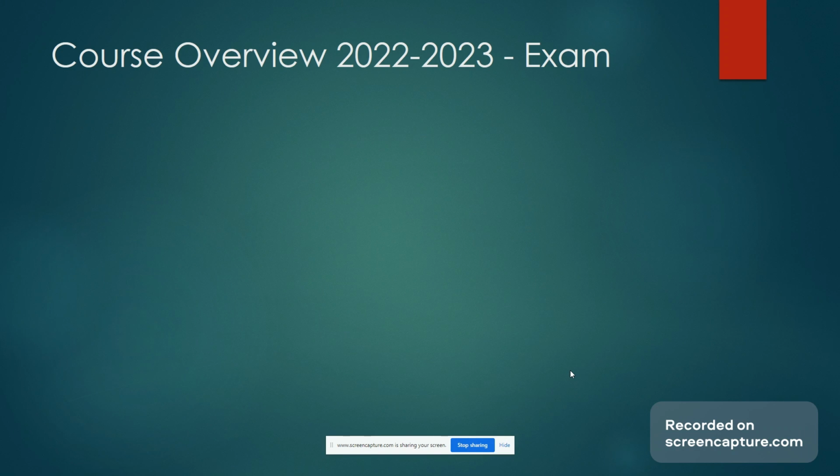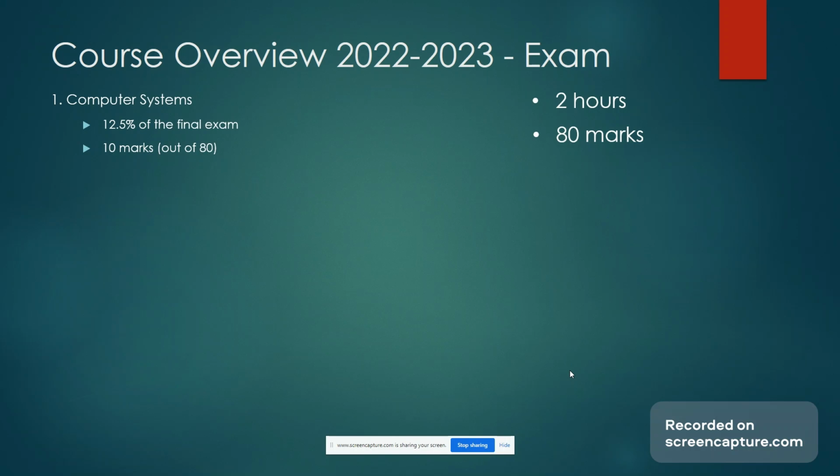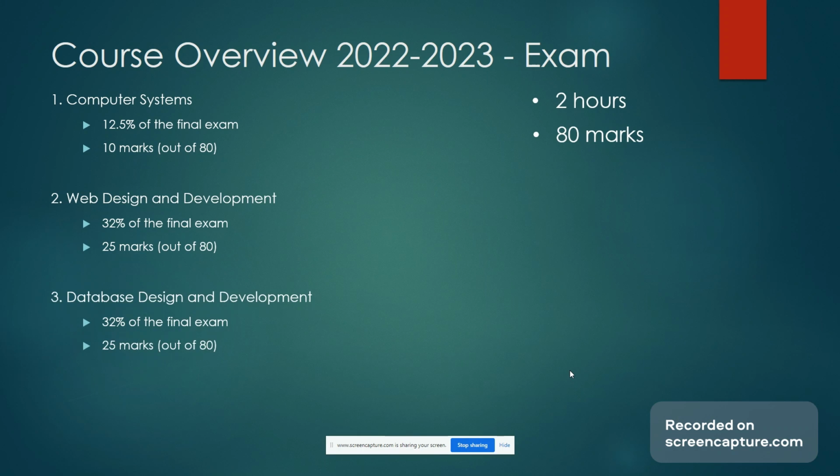So we're going to start off with talking about the course overview, and in particular we're starting with the exam. It's a 2-hour exam and it's worth 80 marks. Computer systems is one part of it, and it's the smallest part, as you can see, covering about 10 marks out of the 80 in the exam. A second unit is web design and development, taking about 25 marks from your exam. And database design and development is the third section.